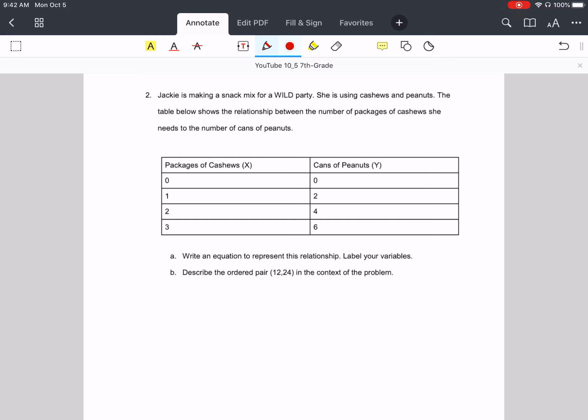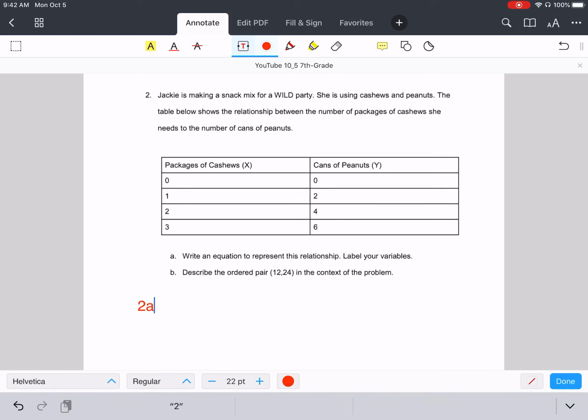So in order to write an equation, we need to figure out what the constant of proportionality is, which in this case is y divided by x, or 2 divided by 1, which means for 2a, we have y equals 2x, and we can say that y equals peanuts and x equals cashews.